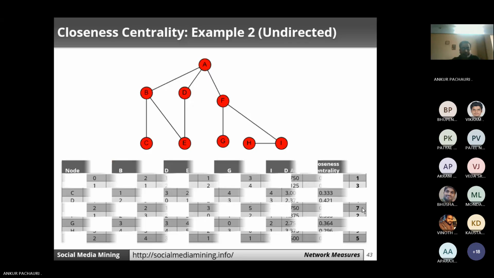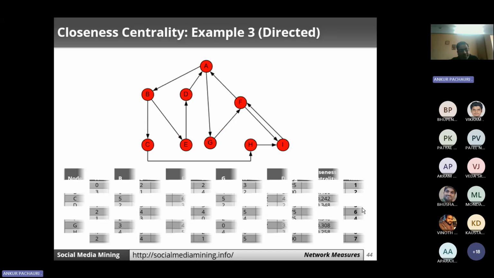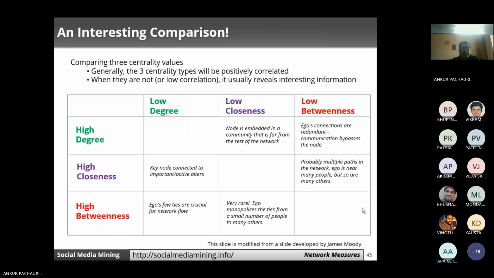Second example. A comparatively bigger one, but it's easy and doable. We can even do it for a directed graph as well. So if we compare all three network measures by putting them together in a matrix form, we have three centrality values: degree centrality, closeness centrality, and betweenness centrality.